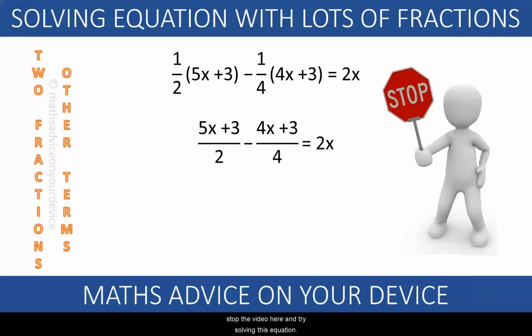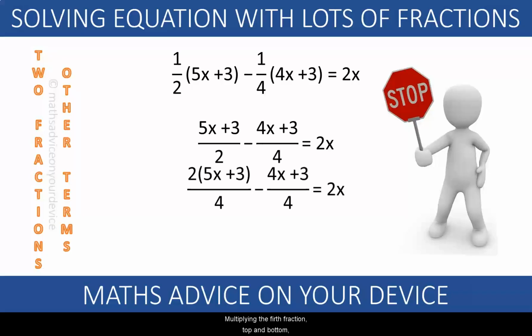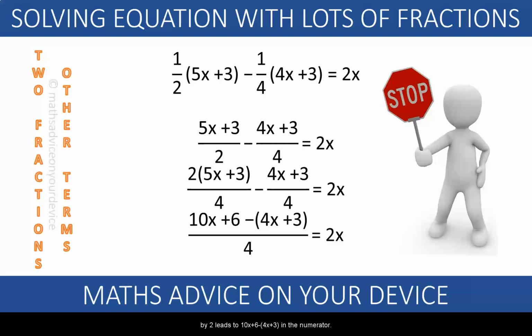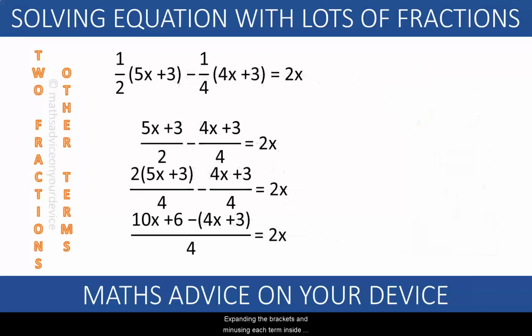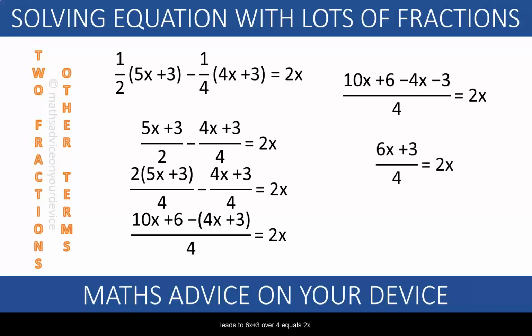Right, multiplying the first fraction, top and bottom, by 2 leads to 10x plus 6 minus 4x plus 3 in the numerator. Expanding the brackets and minusing each term inside leads to 6x plus 3 over 4 equals 2x. Solving the equation returns x equals 1.5.